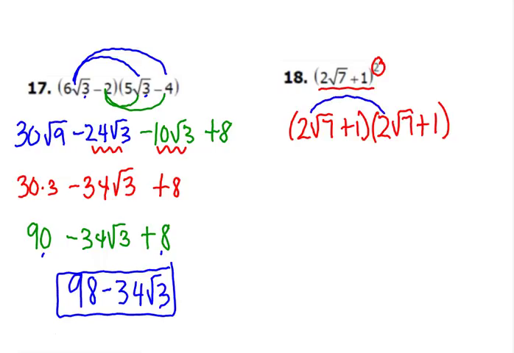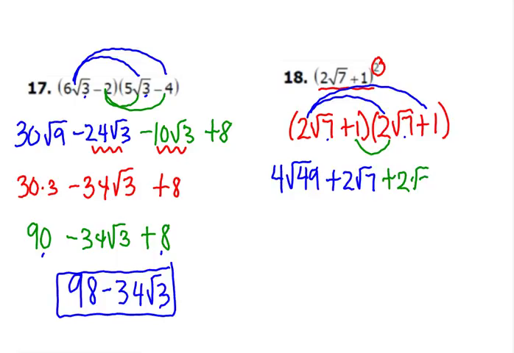Multiply through. 2 times 2 gives me 4. 7 times 7 gives me 49. 1 times 2 is just 2 square roots of 7. Now multiply through the 1. This is nice, so we'll just get the same thing. 2 square roots of 7 plus 1. So 1 times 1 gives me 1. And now we can simplify.